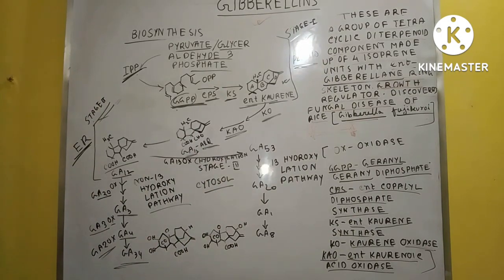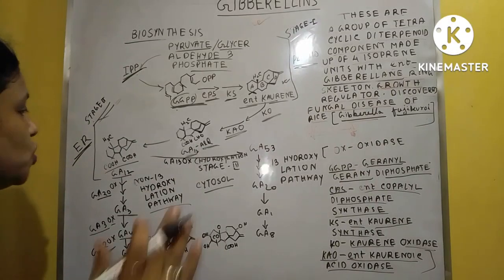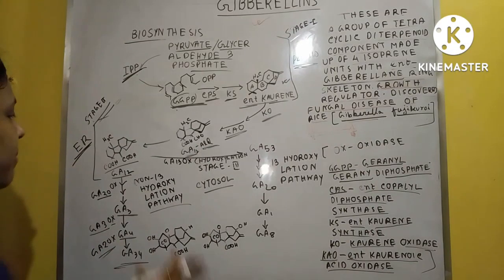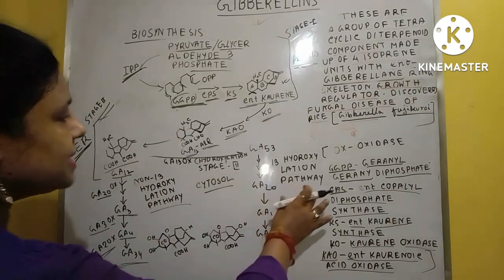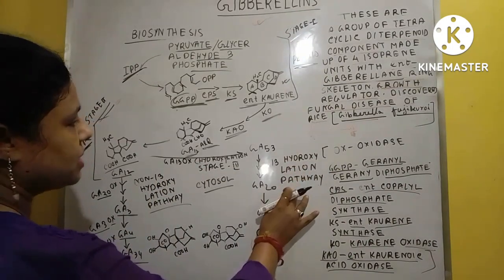This stage 3 is occurring actually in the cytosol. So what we learned here is that two pathways are formed: one pathway is the non-13 hydroxylation pathway, and another is the 13 hydroxylation pathway.